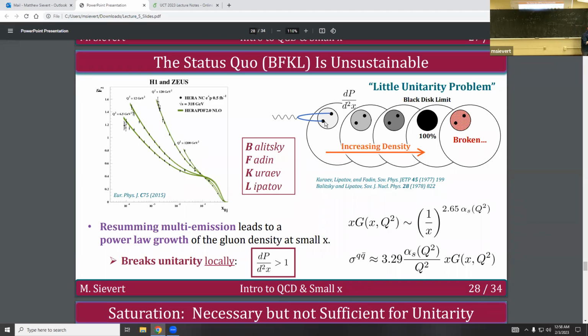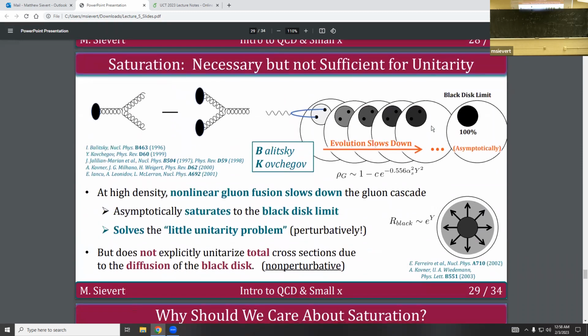If you did that, you would violate unitarity because you would literally have scattering cross sections, the scattering probability of your dipole on your target at a point that is greater than 100%. Gluon saturation solves that problem. It solves the little unitarity problem about conserving probability or ensuring that probability is bounded at a point.